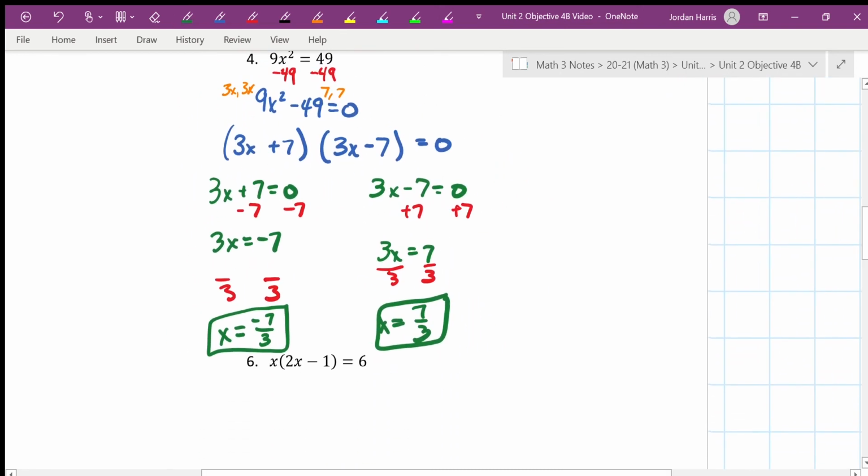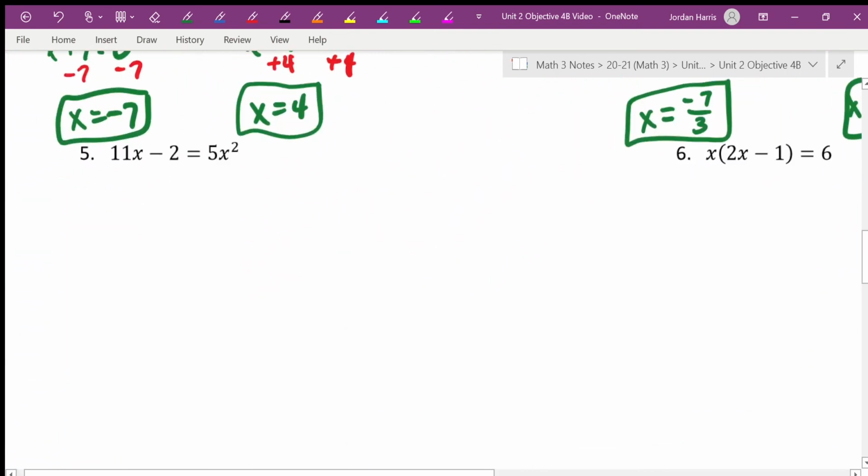Okay, so I have a negative 7/3 and a positive 7/3. Those are my two solutions. All right, next one.